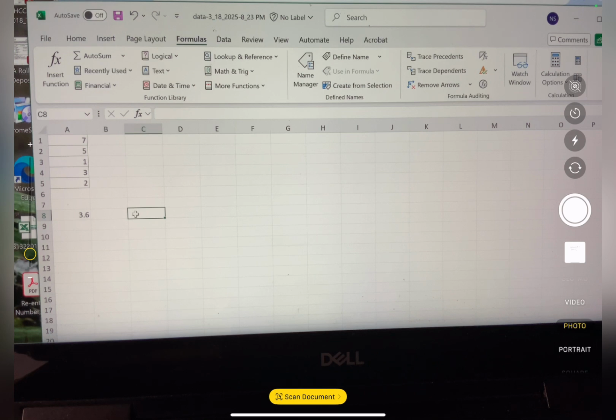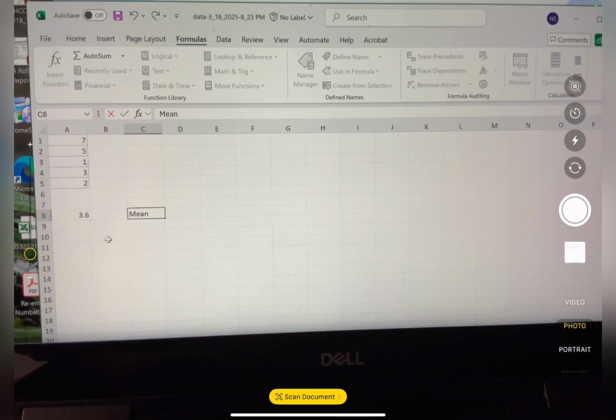How do we calculate it by hand? M-E-A-N. My keyboard is not showing the letters anymore. I use it so many times that it's worn down. I need to put some stickers on these keys so I can see which one is which. Okay, that's the mean. By hand, you add all these numbers to each other and divide by the amount: 1, 2, 3, 4, 5, divide by 5, and you get 3.6.